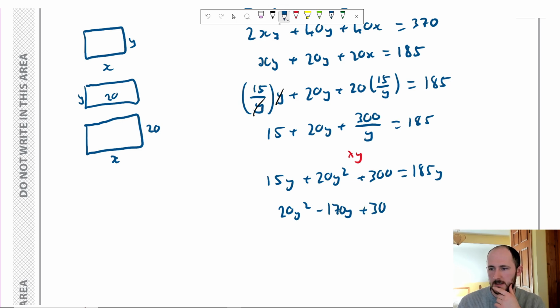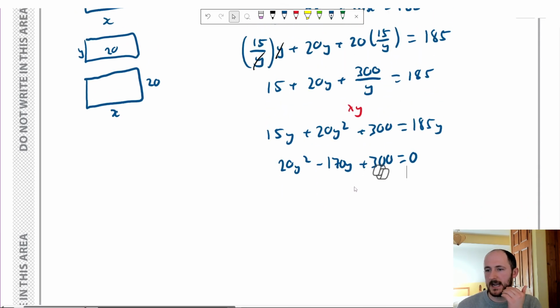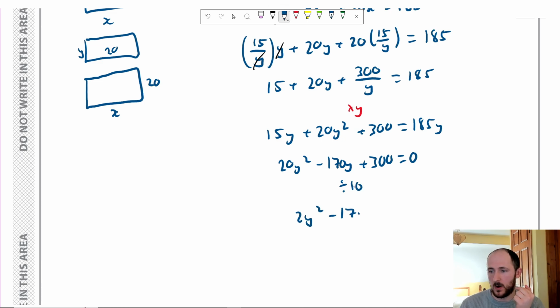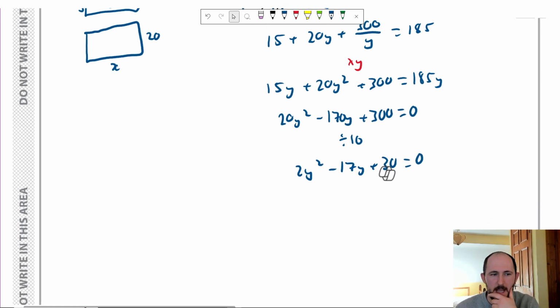Plus 300 equals 0. Now I can't divide them all by 20, but I can divide them all by 10. So we get 2y squared minus 17y plus 30 equals 0. Just double checking. Yeah. Then all we need to do is solve this. Now for solving it, a few things you could do. I would say factorize might be the best way to do it, and depending on how you factorize, you have a few different options.